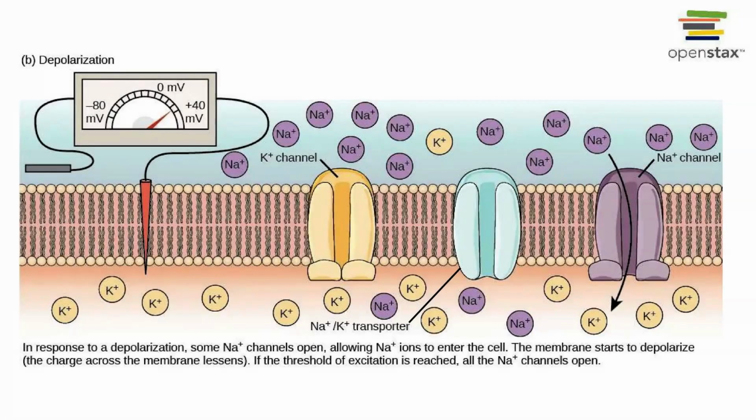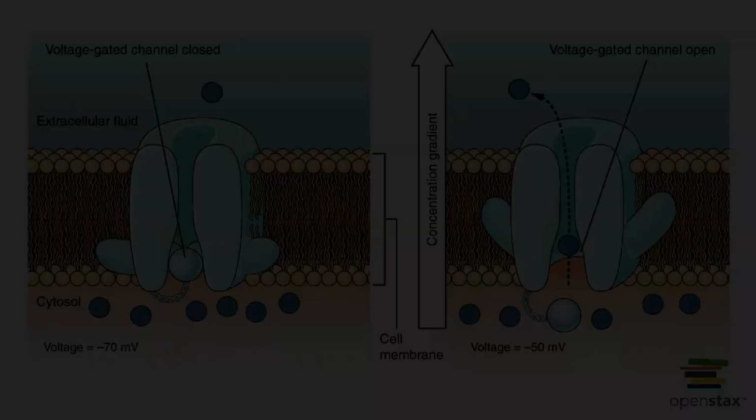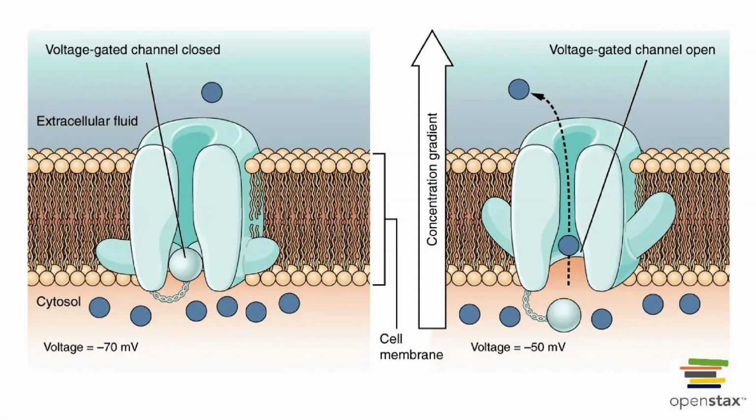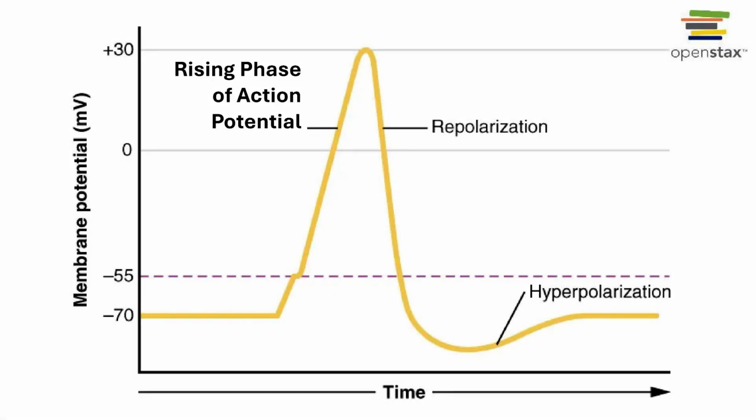When a neuron is stimulated, sodium channels open, increasing the permeability of the membrane to sodium. Depolarization occurs as sodium rushes into the cell. If depolarization reaches a critical point, the threshold potential at -55 millivolts, voltage-gated sodium channels open, triggering an action potential. Depolarization occurs during the rising phase of the action potential as sodium enters the neuron.